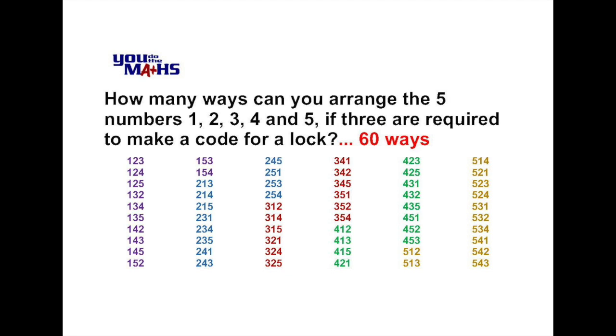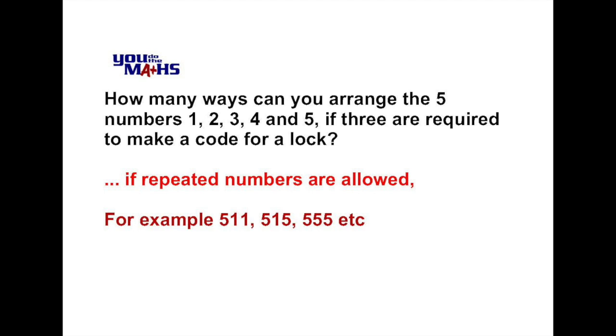Let's have a look at the same sort of problem very briefly and see what would happen if repeated numbers are allowed. And that becomes a much simpler problem because what we can do is say for our first digit selected, there are 5 possibilities, and then for our second digit there are still 5 possibilities, and for the third digit there are still 5 possibilities. So the number of ways is 5 multiplied by 5 multiplied by 5, which comes to 125.